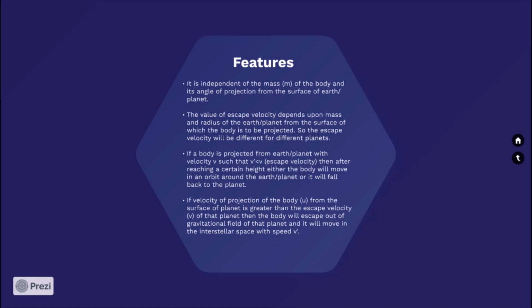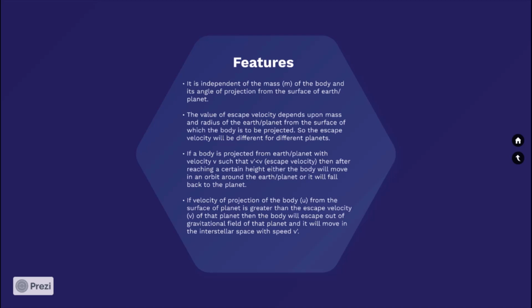If a body is projected from earth or planet with velocity v dash such that v dash is smaller than the escape velocity, then after reaching a certain height, either the body will move in an orbit around the earth or the planet, or it will fall back to the planet.